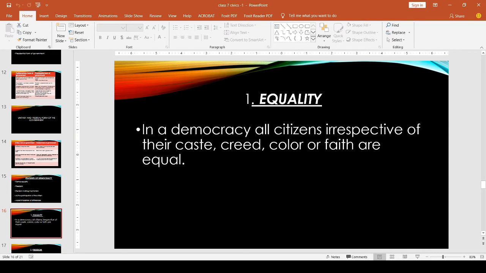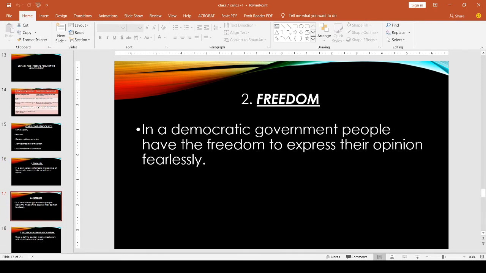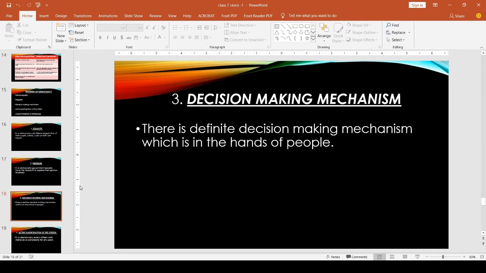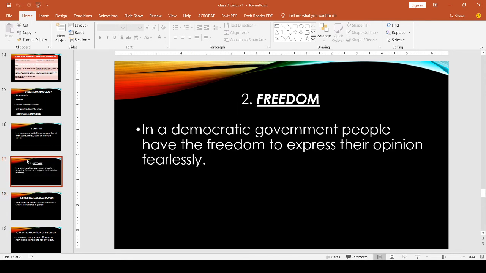Then the next feature is freedom. What is freedom? People have full freedom to express their opinion fearlessly. There is no restriction to express their opinion. In a democratic government, people have the freedom to express their opinion, but in a dictatorship, we know that people have no freedom to express their opinion freely. They must act according to the dictates of rulers. So, in a democratic form of the government, there is full freedom for the people.